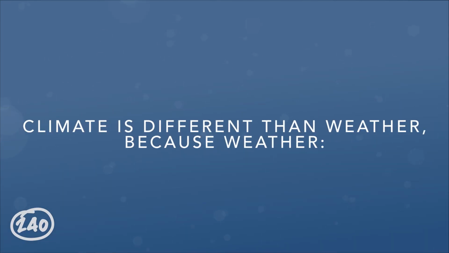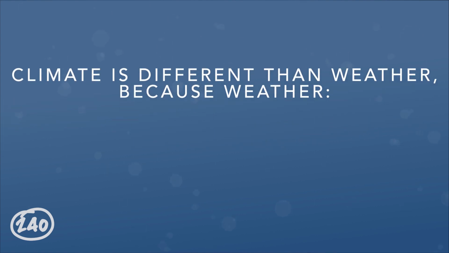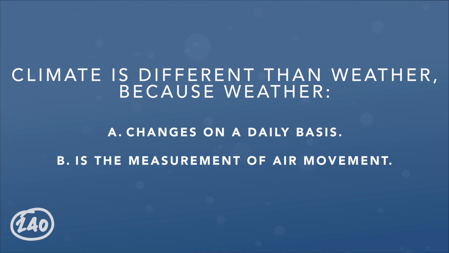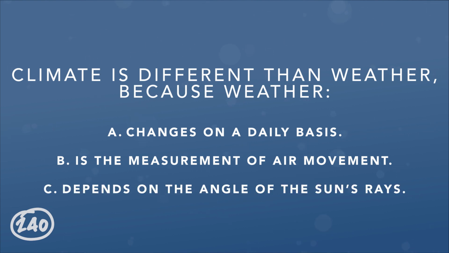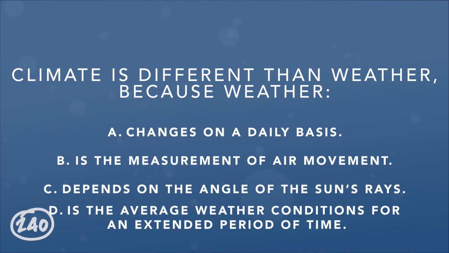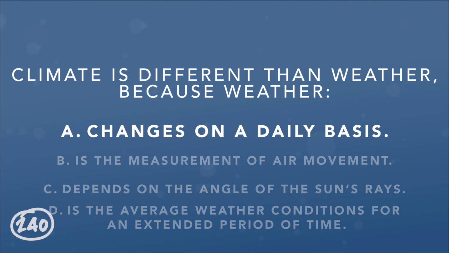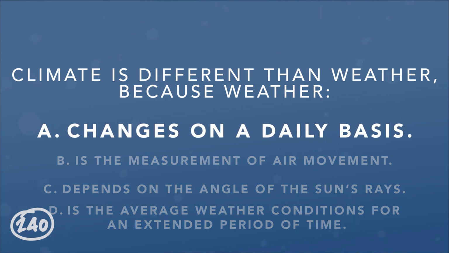Climate is different than weather because weather, A, changes on a daily basis, B, is a measurement of air movement, C, depends on the angle of the sun's rays, or D, is the average weather conditions for an extended period of time. The correct answer is A, because weather changes on a daily basis and climate is the average weather condition measured over an extended period of time. Now this particular question was a little bit easier for you since I just covered it in the video, but I want to warn you, not all questions are going to be as easy.